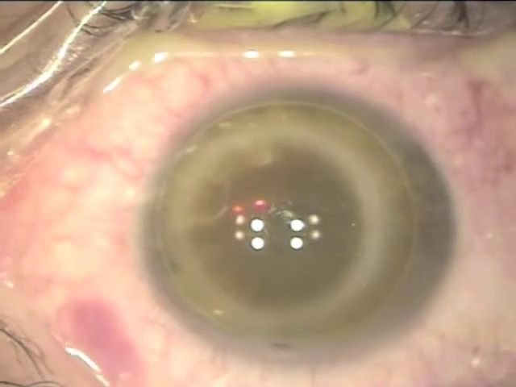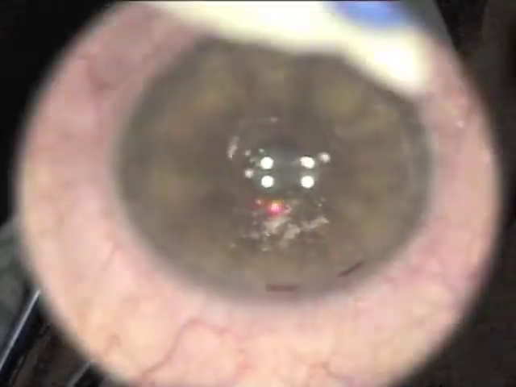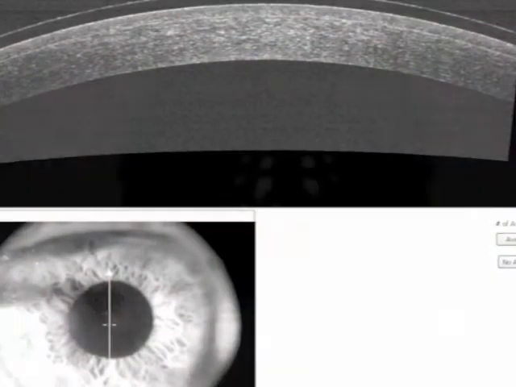You can see here how clearly the ablation gutter is also decentered nasally compared to the pupil. And now the Avedro KXL device and LASIK Xtra, 60 seconds of 30 milliwatts per square centimeter, and a bandage lens at the end of the procedure.